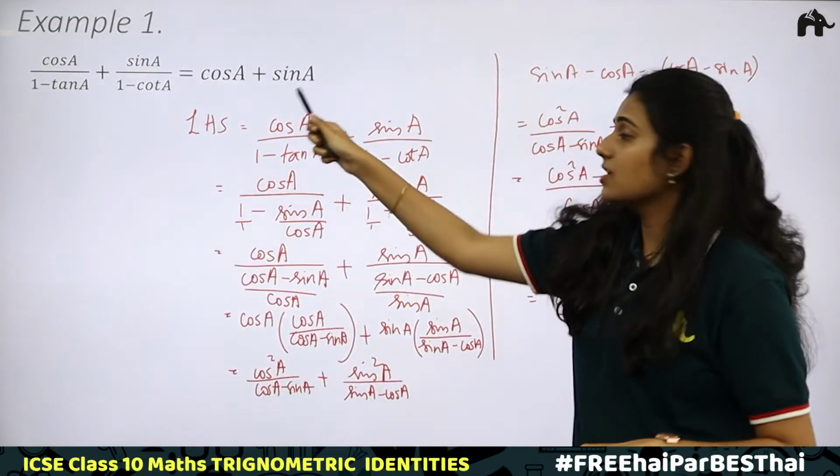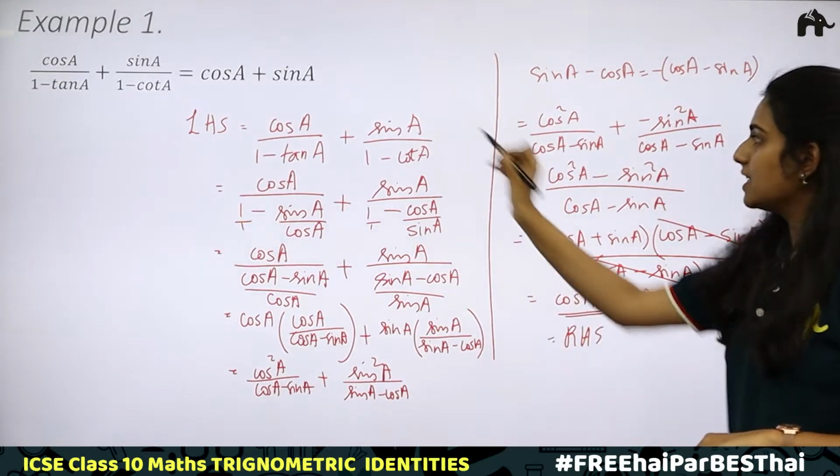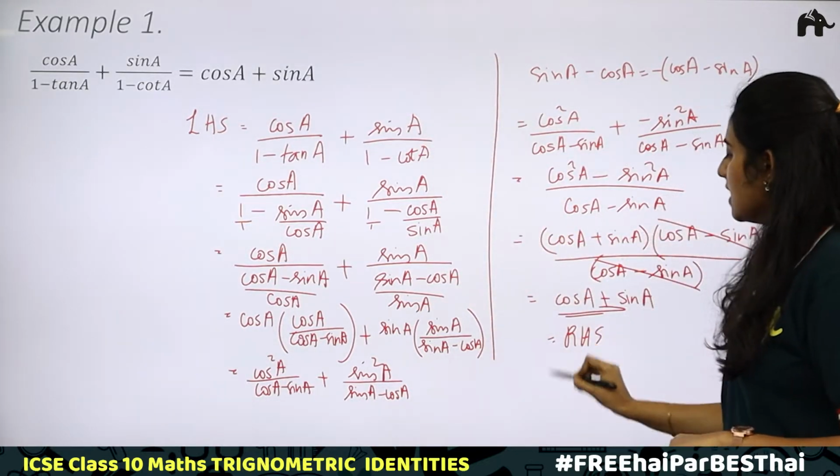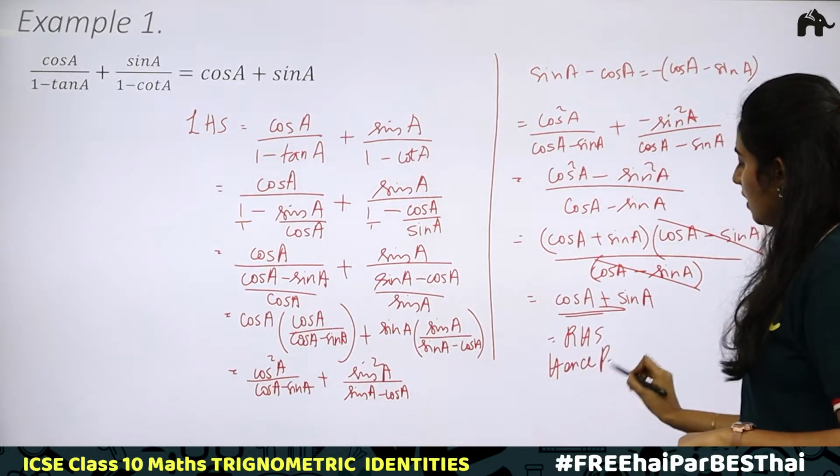Here RHS is cos A plus sin A. So we have reached RHS. From LHS we have solved to get RHS. This is the required proof. Hence proved.